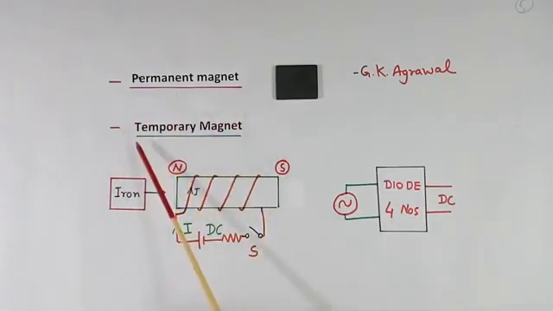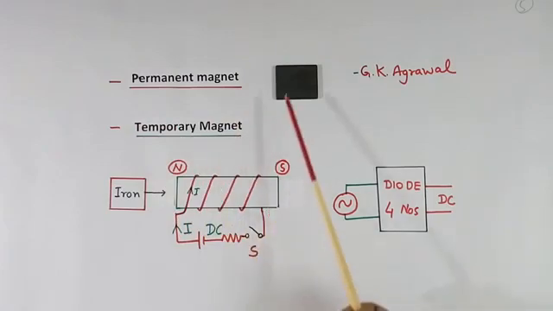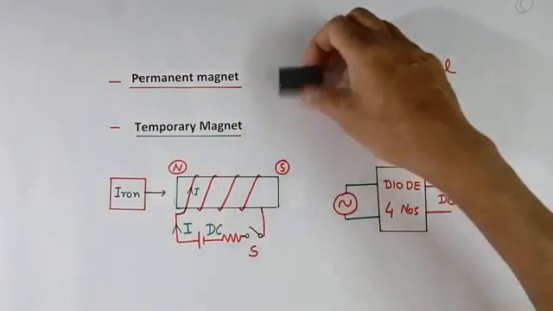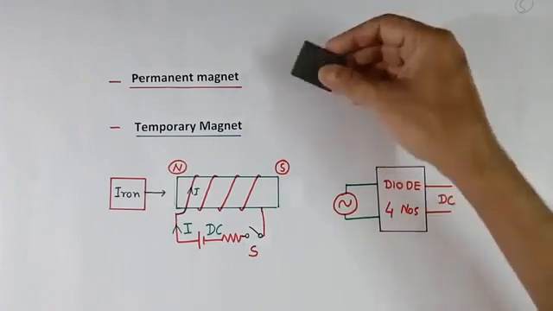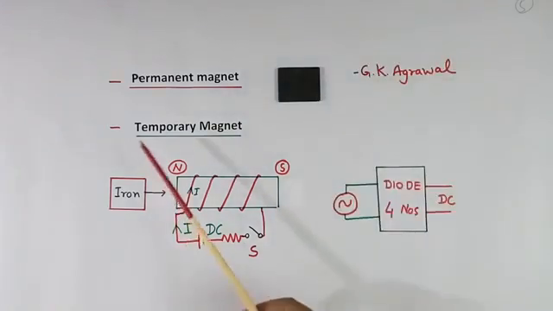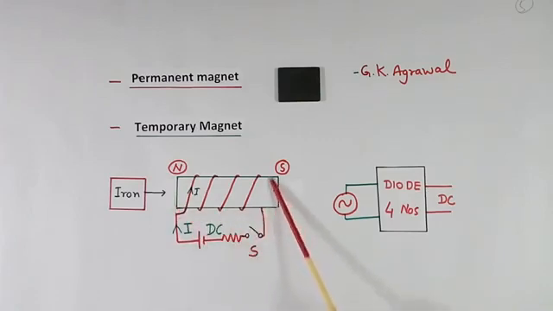Now permanent magnet and temporary magnet. This is a normal permanent magnet purchased from the market. Temporary magnet: this is an iron core. Above that we have made the turns. So it has become an iron core inductor.